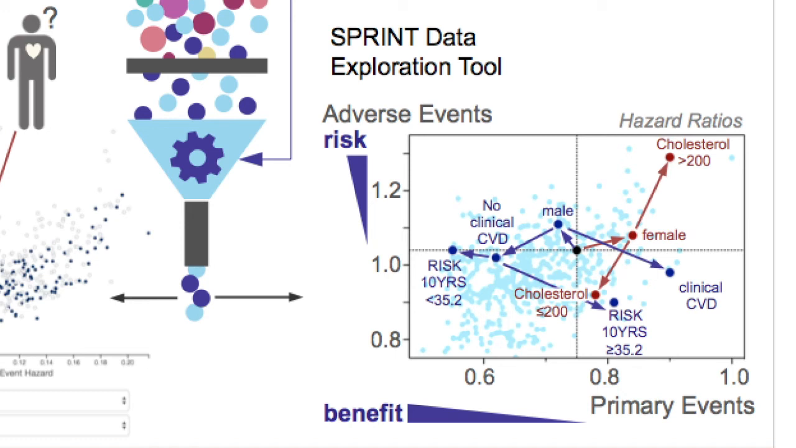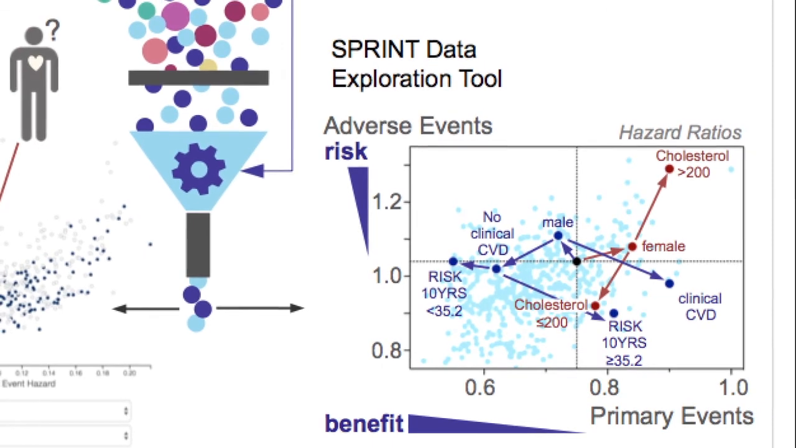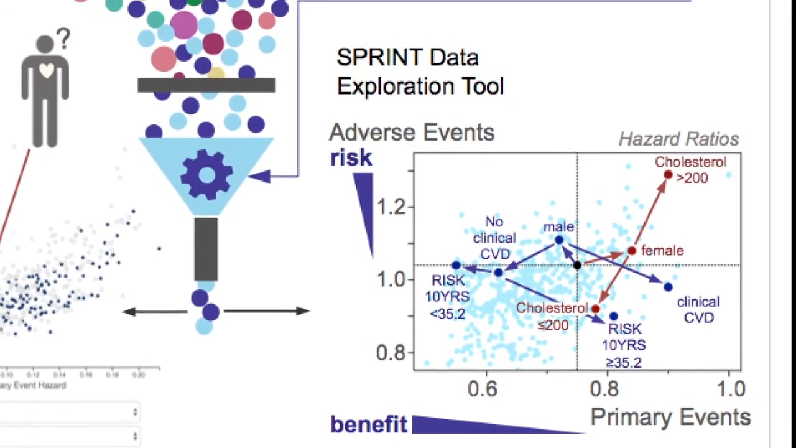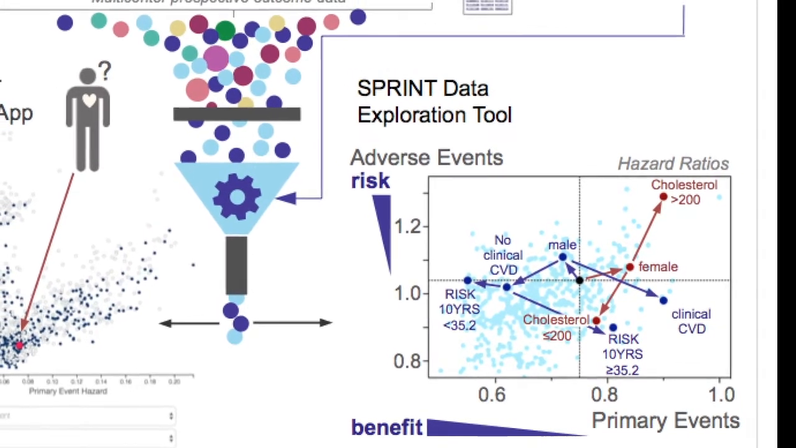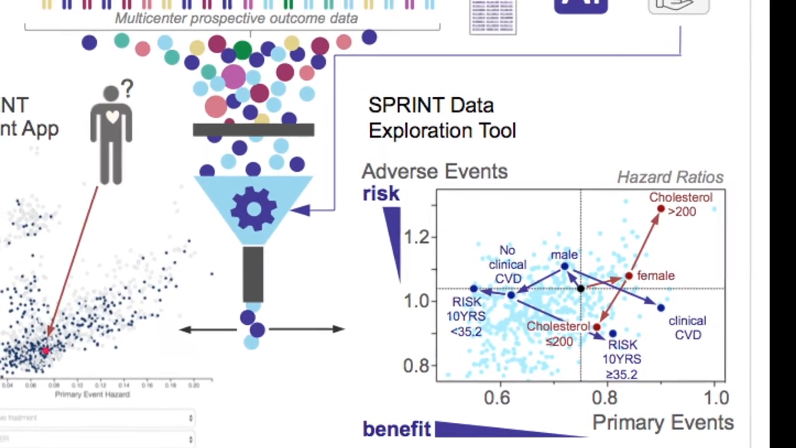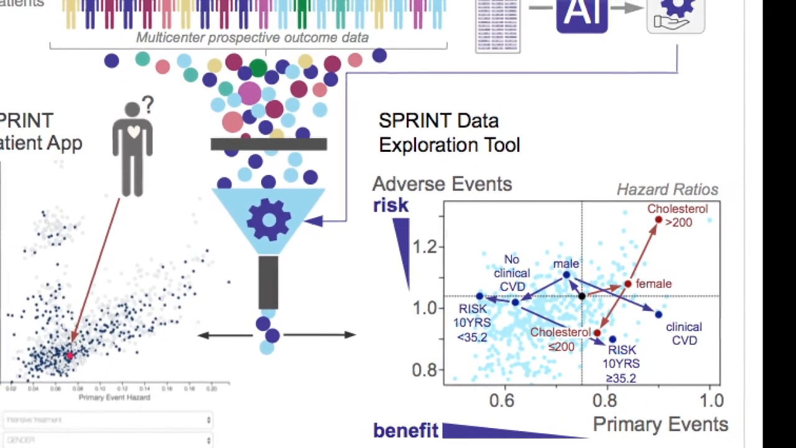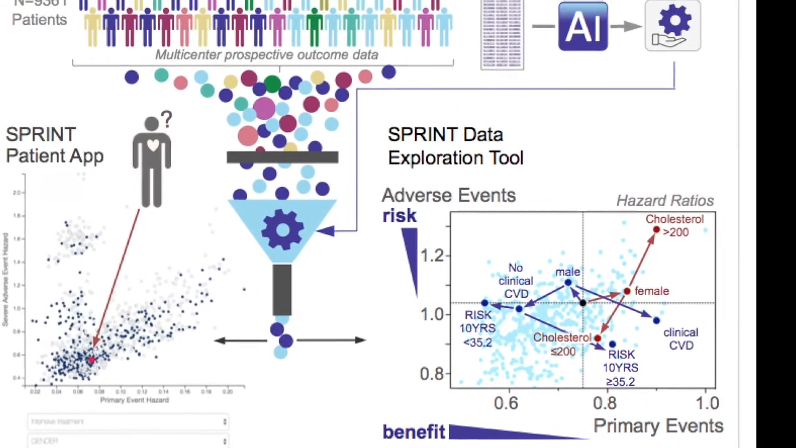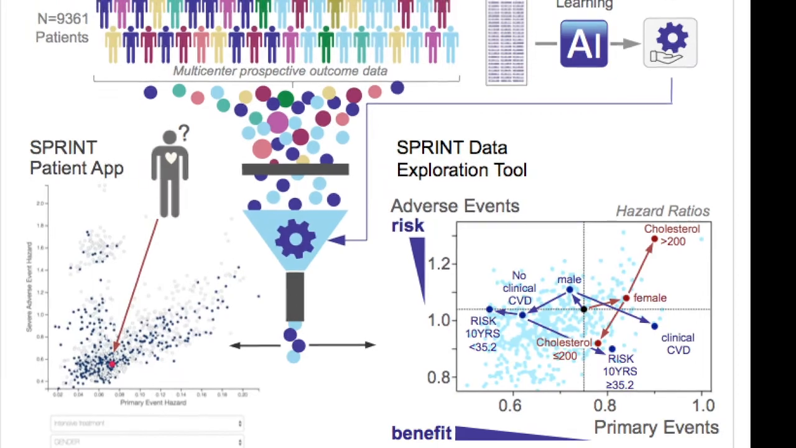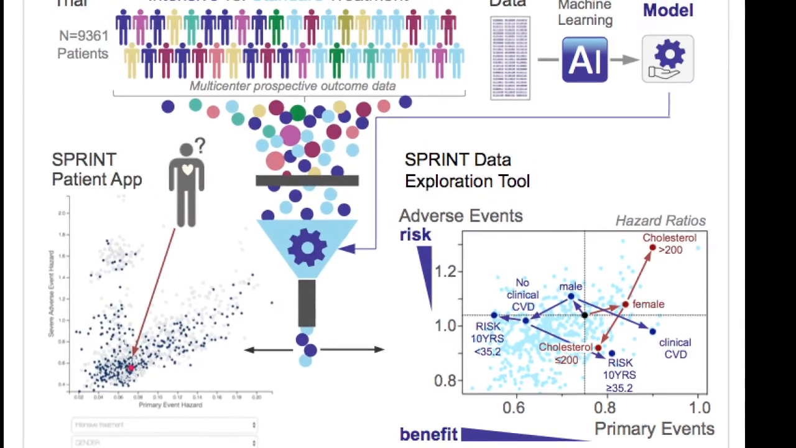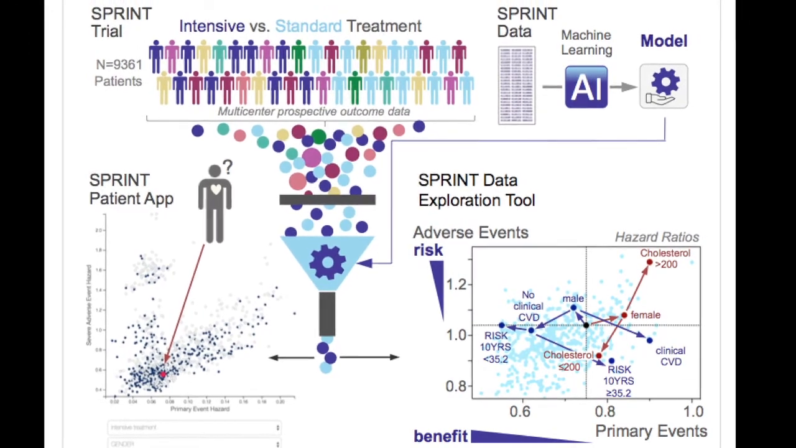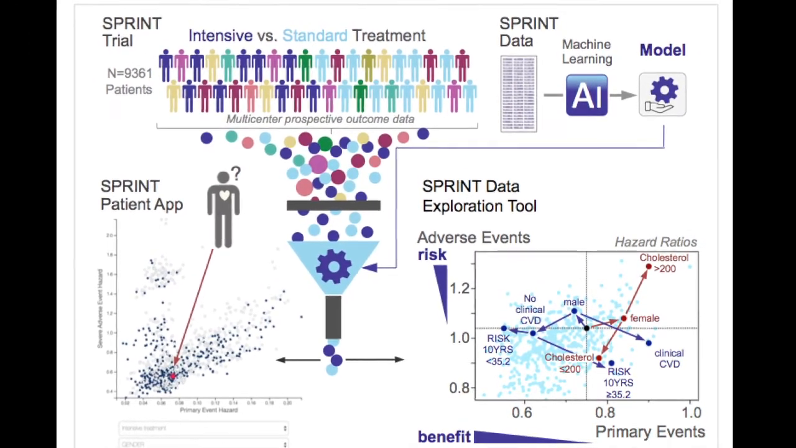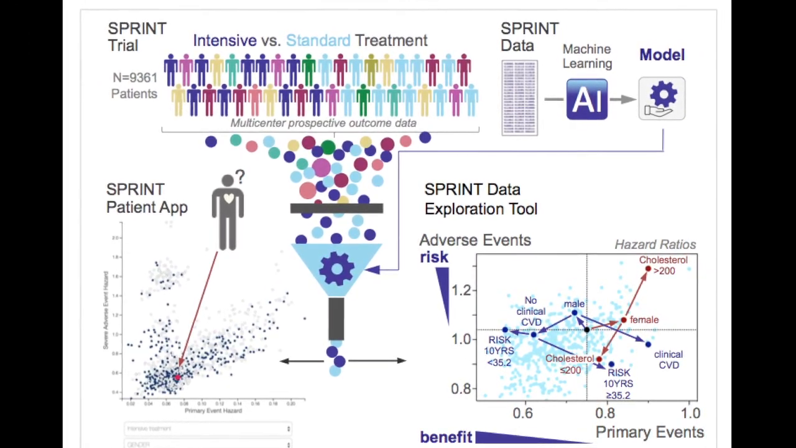We identified females with high cholesterol as a subpopulation with a less beneficial risk profile, while males with no clinical history of cardiovascular disease and low Framingham risk index are a target population with a very optimal risk-benefit profile for a more intensive treatment. Now, with our prototype app, we demonstrate how to use shared clinical trial data, explore them, and make personalized risk-benefit predictions. Thank you very much.